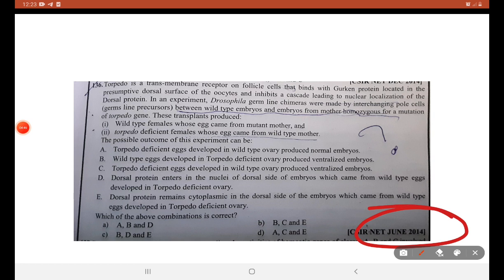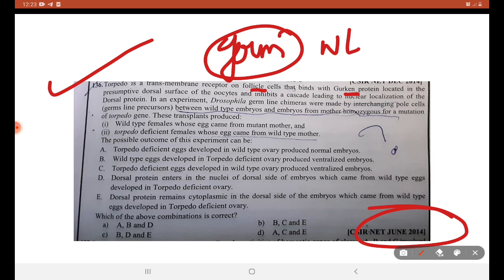Now a question from June 2014. Torpedo and Gurken concept. Torpedo is a transmembrane receptor on follicle cells that binds with Gurken protein located in the presumptive dorsal surface of oocytes, and inhibits a cascade leading to the nuclear localization of Dorsal protein. In an experiment, Drosophila germline chimeras were made by interchanging the pole cells of germline precursors between wild type embryo and the embryo from mother's zygote for mutation.